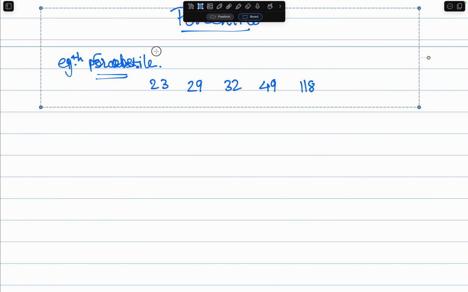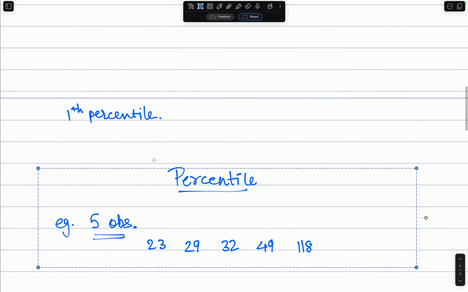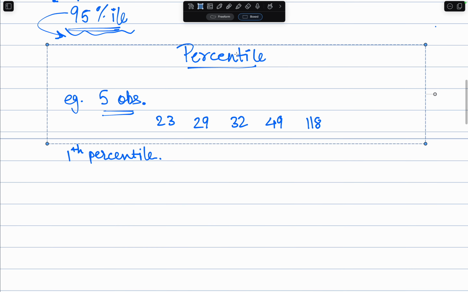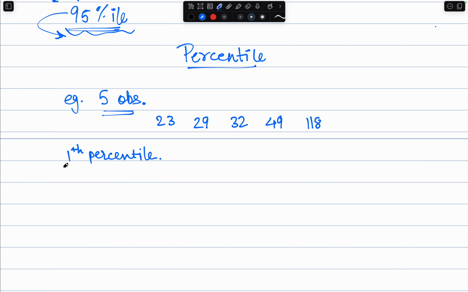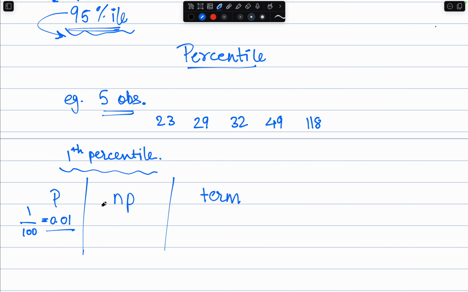Yeah, so this is what we're looking at, right? From the start, this has been our data. So we have to find the 1th percentile. Perfectly makes sense. Okay, so I hope you guys can solve this with me by now. What we can do is make this little table that helps us understand what we're doing. So P over here would be 1 upon 100. That would be 0.01. Perfect. NP would be 5 into 0.01. So that would be 0.05.